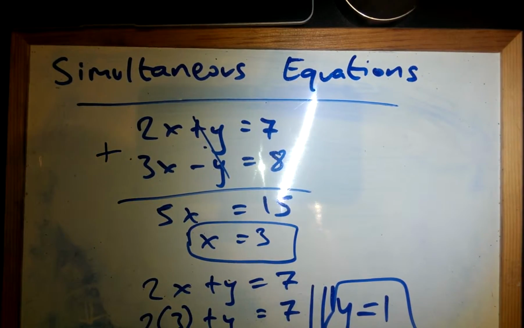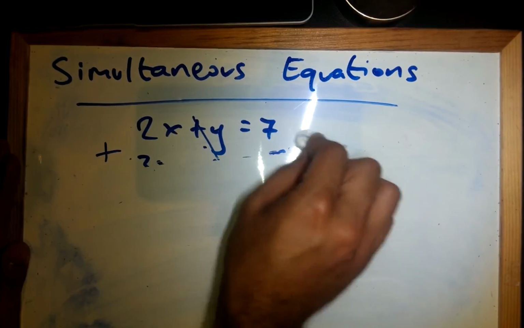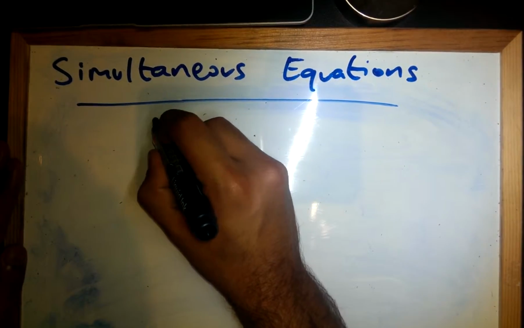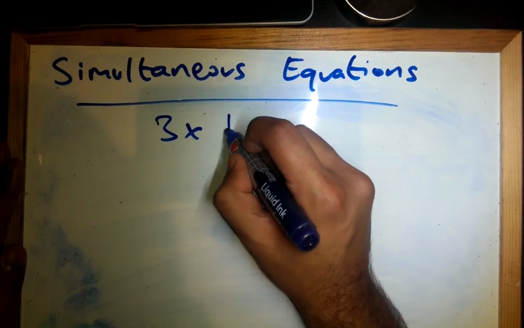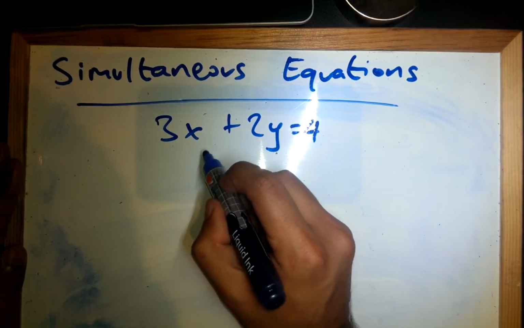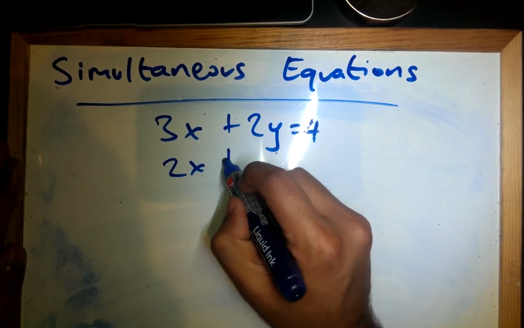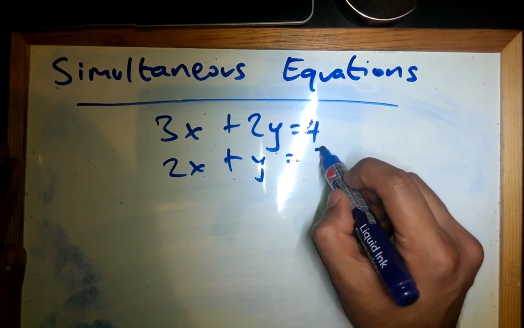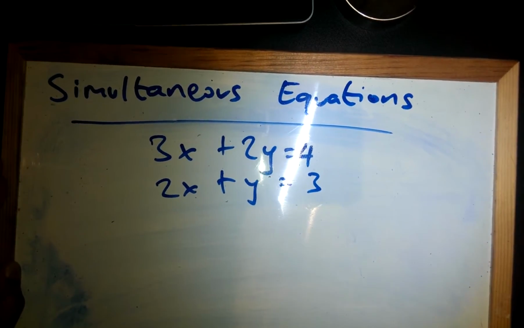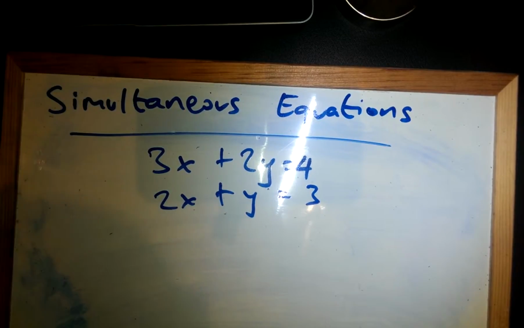So let's try a different one this time. We can work through that together. Let's try, for example, 3x plus 2y equals 4 and 2x plus y equals 3. Now this one wasn't as easy as the last one, and what we want to try and do is cancel out one of these.